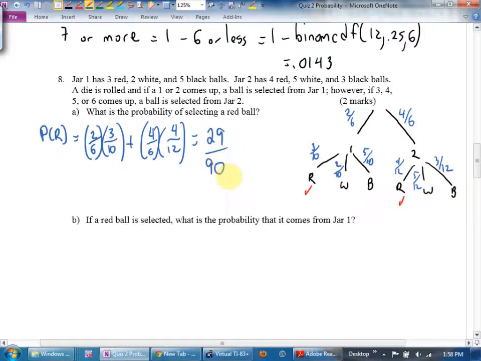B. Nicole, what's the first word in B? Given. Conditional. And here's also how I know. If what? The bottom level. Find what? Find the probability what? Top level. We're going backwards up the tree. This is how I recognize, Matt, that this is a conditional probability question. As a statement, it's going to look like this. Given red, find jar one. Right?